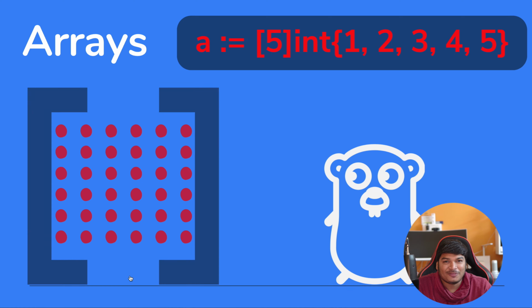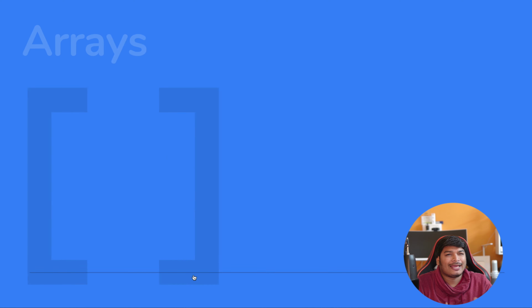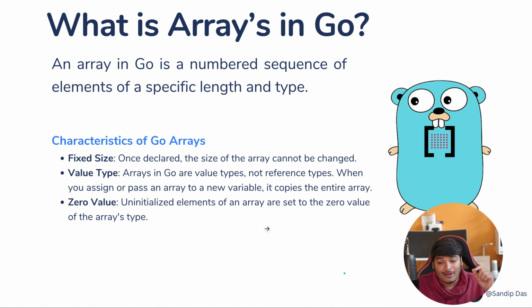Let's get started with arrays. Now, what exactly is an array? An array in Go is a numbered sequence of elements of specified length and type. Note the point: specified length and type. So when you're defining an array in Go, you have to specify exactly how many elements are going to be there and what the data type of the array is. And I'll show you different ways to declare an array.